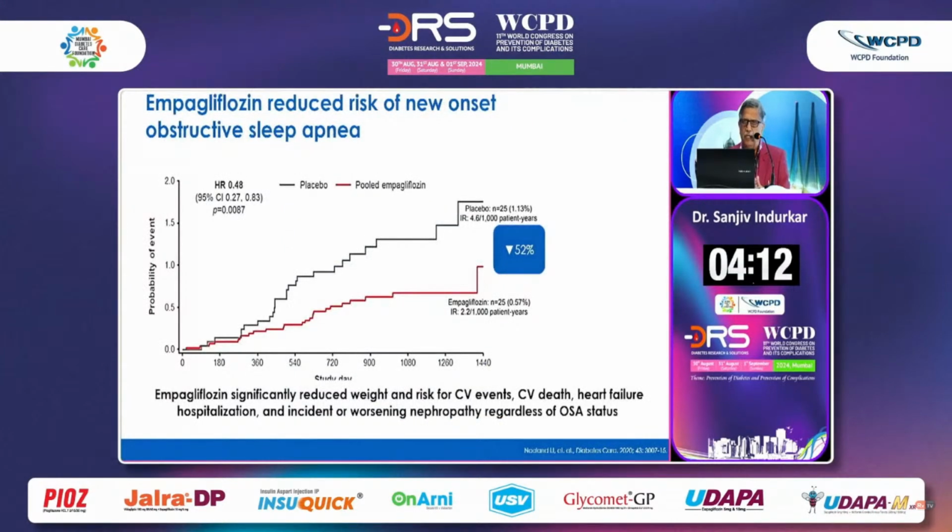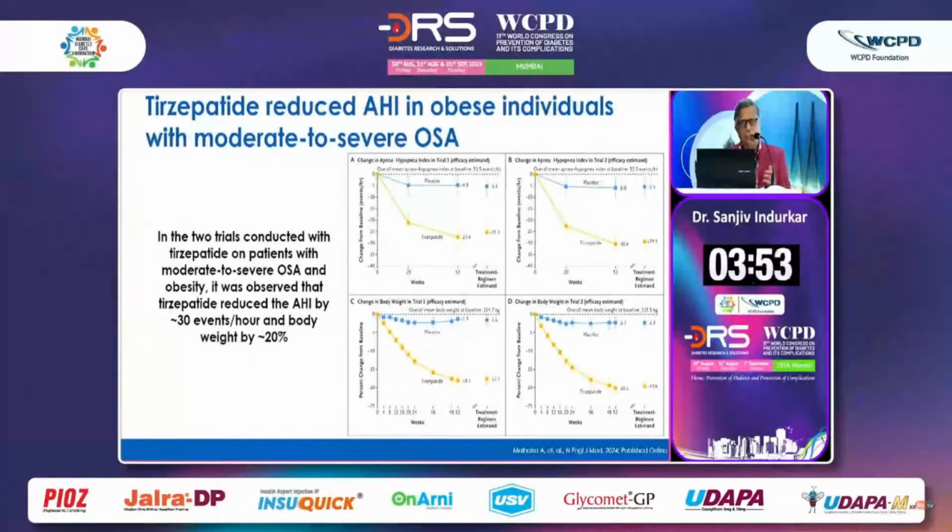As we go further and look at these interesting data, empagliflozin reduced the risk of new onset OSA. We all know that this drug is doing miracles, and this is one more interesting finding as far as OSA is concerned. Tirzepatide was discussed by both the speakers before me. In one of the two trials conducted with this molecule on patients with moderate to severe OSA and obesity, it was observed that this molecule reduces the apnea hypopnea index, which measures the severity of OSA, by about 30 events per hour, and very important, which we have been discussing, weight by 20%.